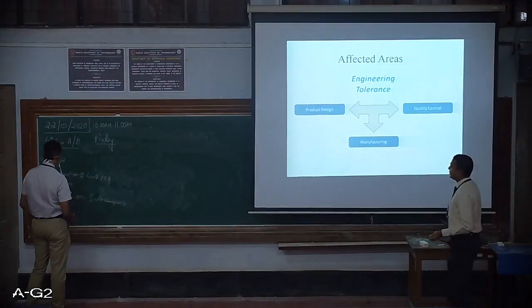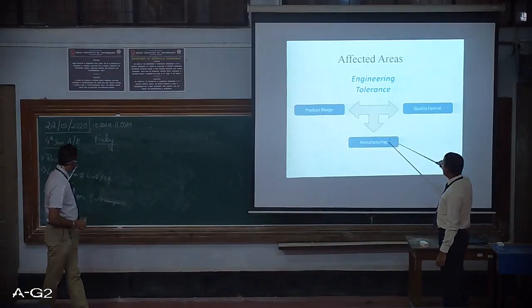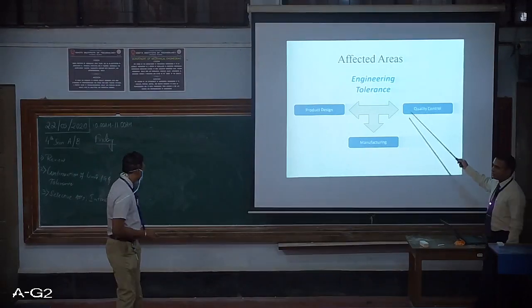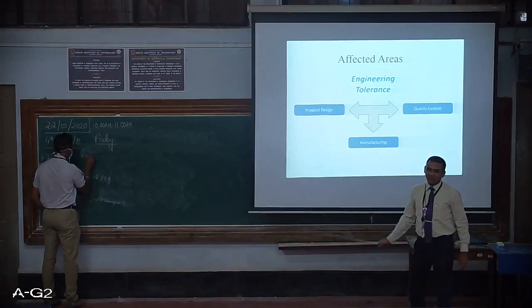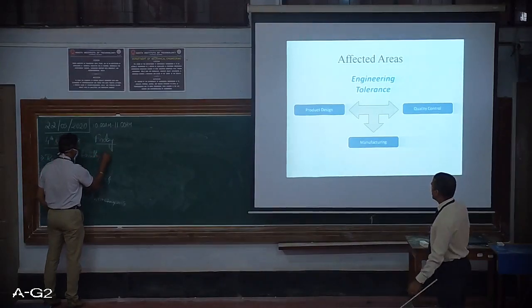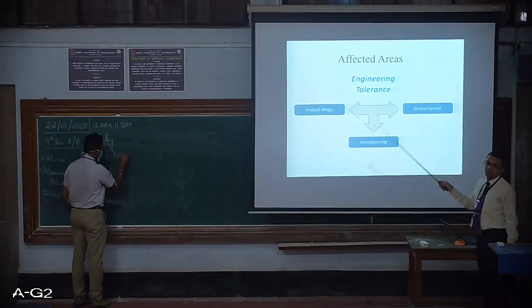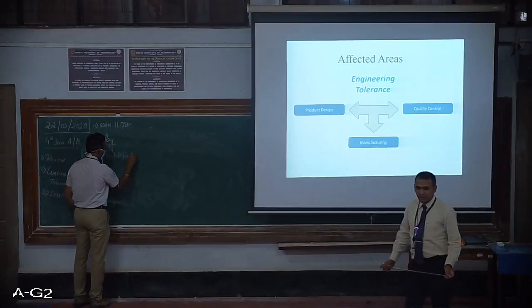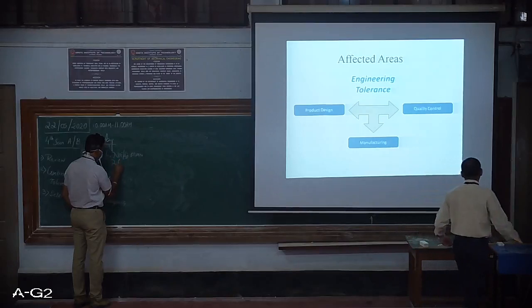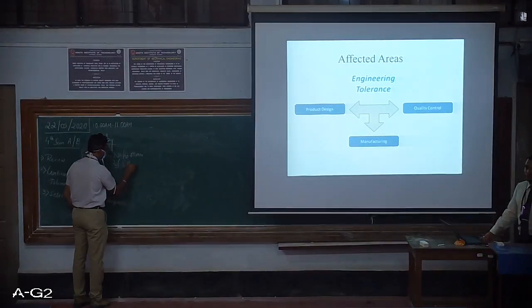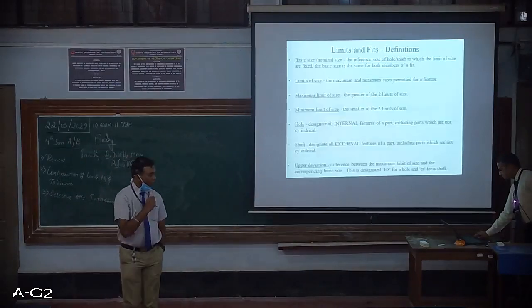So over here you can have a look that engineering tolerance is directly related to product design, manufacturing as well as quality control. Quality control is nothing but inspection, and product design is the first step in creation of any new product. The second step is the manufacturing, and finally the inspection. So a good mechanical engineer should always know the concept of engineering tolerance, where to provide, how to provide, what type of system standards should be used, and so on.